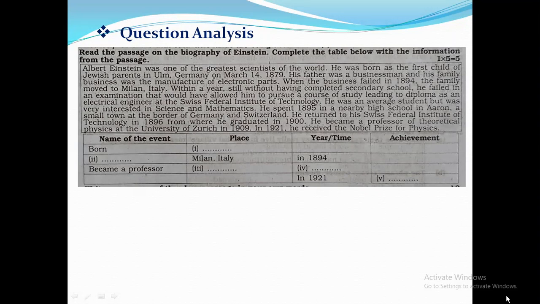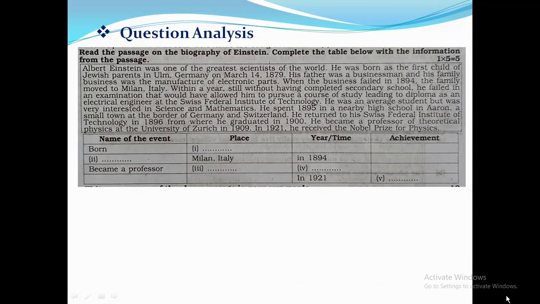Then you have to see what the questions are. Number one is under place. Number two is under the name of the event. Number three is under place. Number four is under year or time. Number five is under achievement. Now you have to read the text and underline the expected answers or keywords. Now dear students, let's start reading the text.